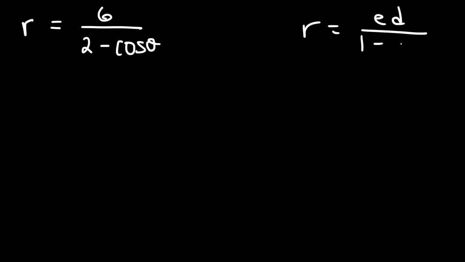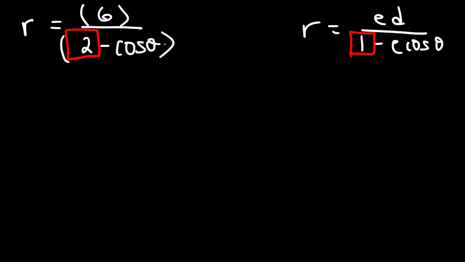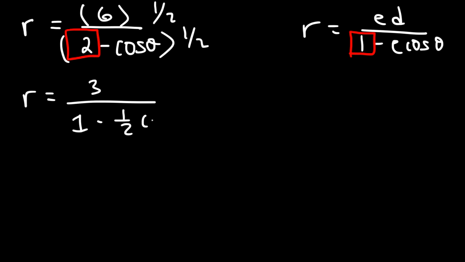Now let's go back to this equation. r equals 6 over 2 minus cosine theta. The first thing I want to do is identify which of those 4 equations I have. I'm going to have this one, ed over 1 minus e cosine theta. Now what I want to do is turn this number into a 1. To do that, I need to multiply the top and the bottom by 1/2. Half of 6 is 3. Half of 2 is 1, and I'm going to have minus 1/2 cosine theta. So now I can clearly see that e is 1/2.